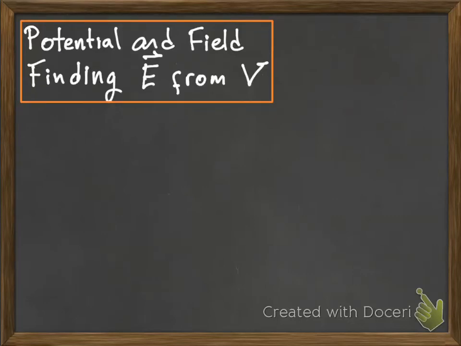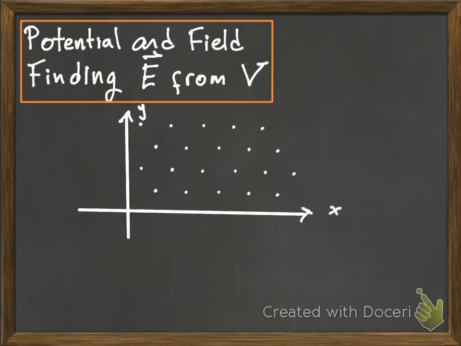Alright guys, so in this chapter we're dealing with the electric potential and its relationship to the electric field. And specifically in this video we're going to talk about how to find the electric field from the electric potential information. So let's assume that we have a region of space that we have mapped out. At all of these different points we have figured out the electric potential.